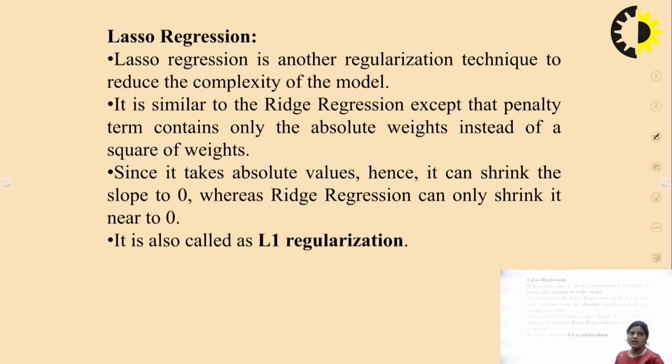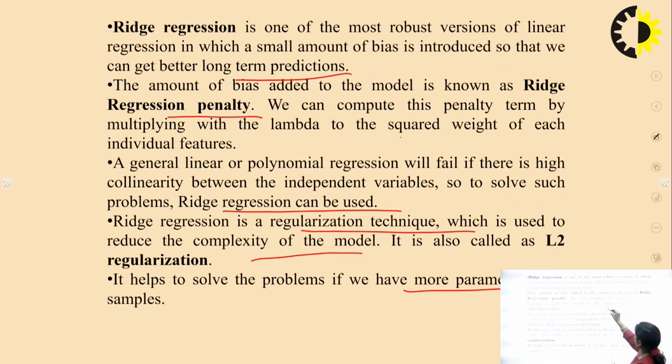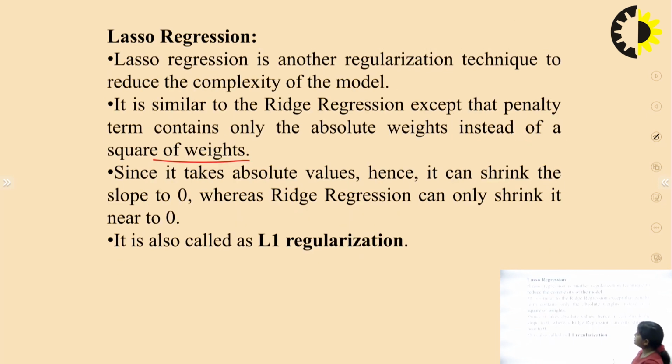Then the next one is lasso regression. It is another regularization technique which is used to reduce the complexity of the model, similar to ridge regression, except the penalty term contains only the absolute weights instead of the squares of weights. In ridge regression we have the squared weight of each individual feature, but in lasso regression we only have the absolute weights.